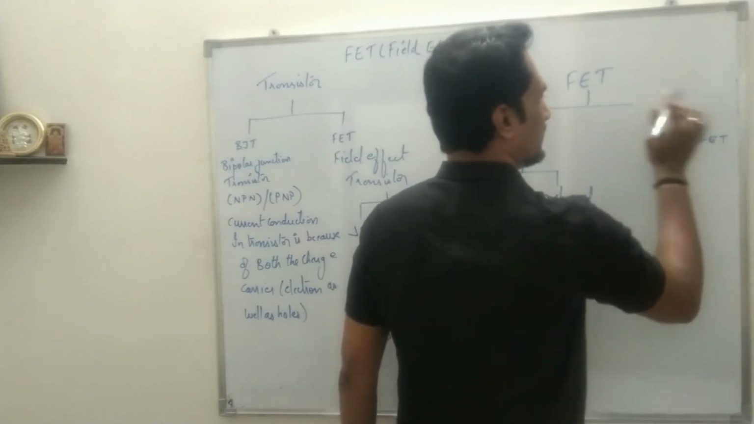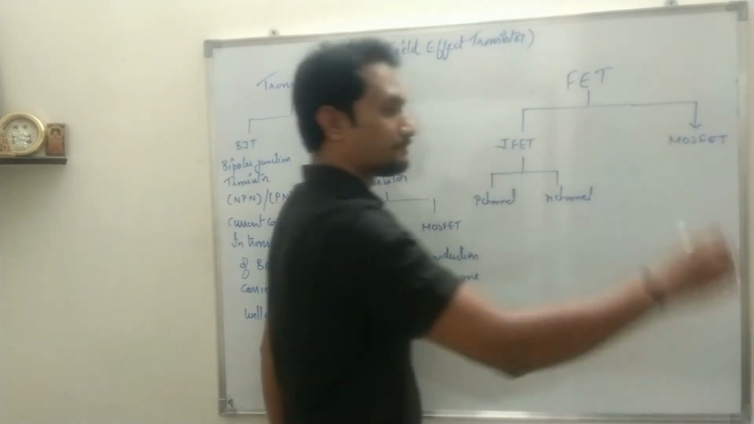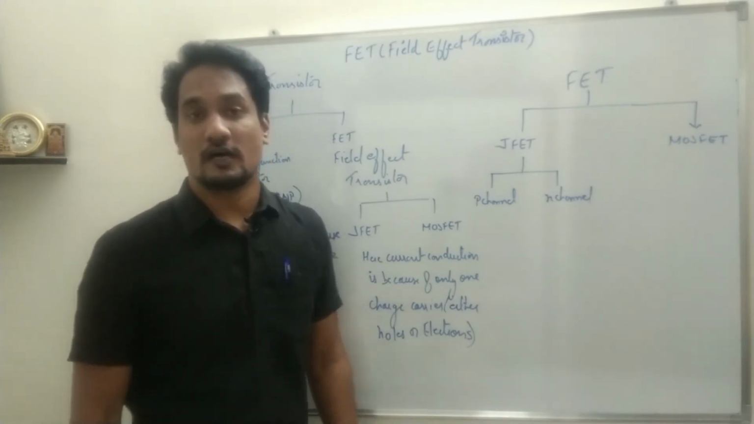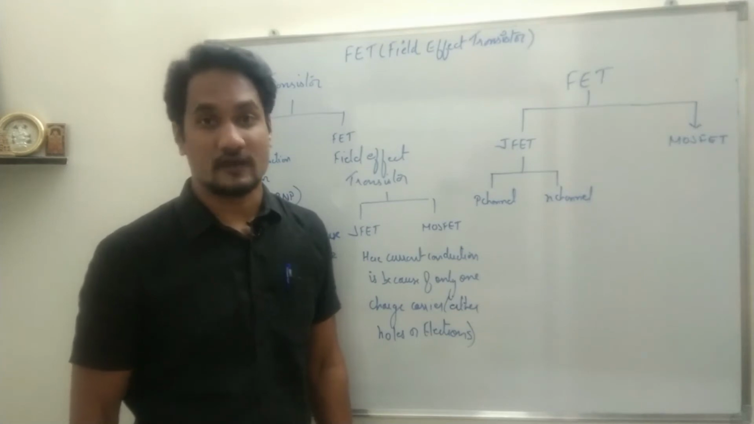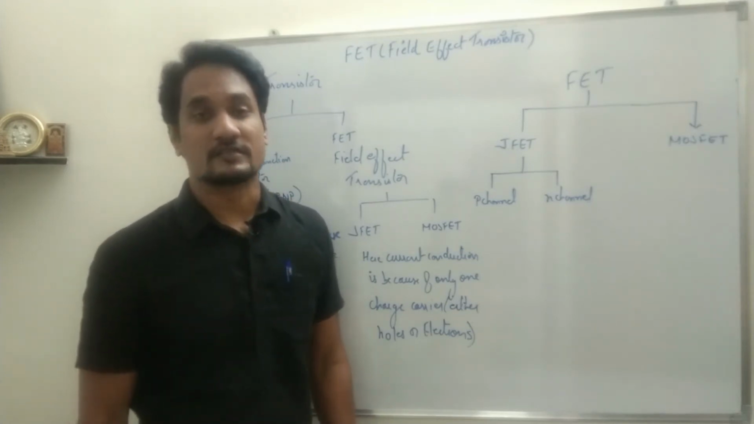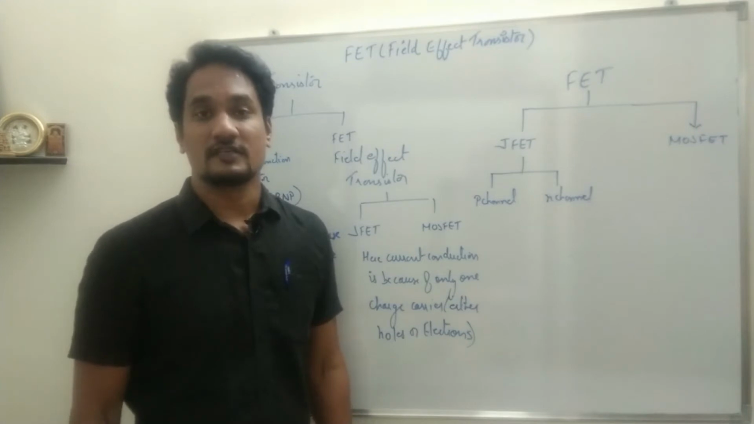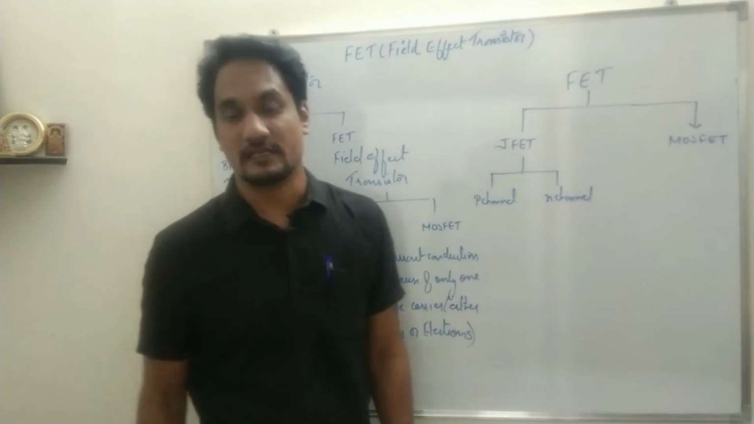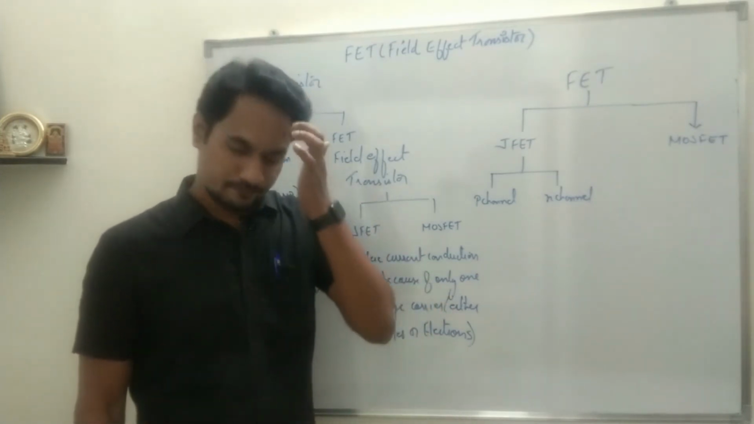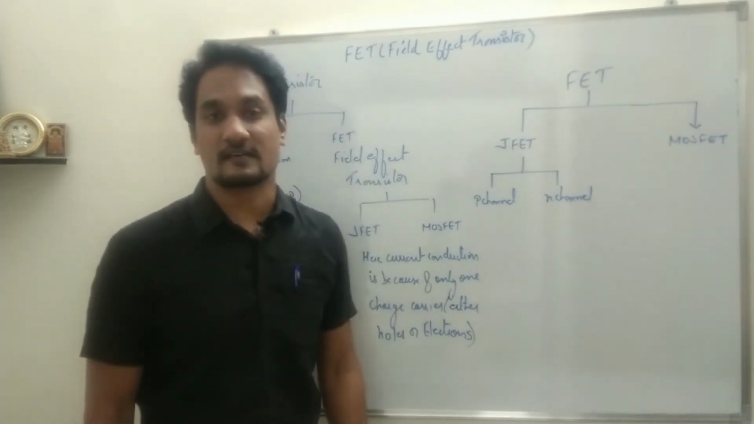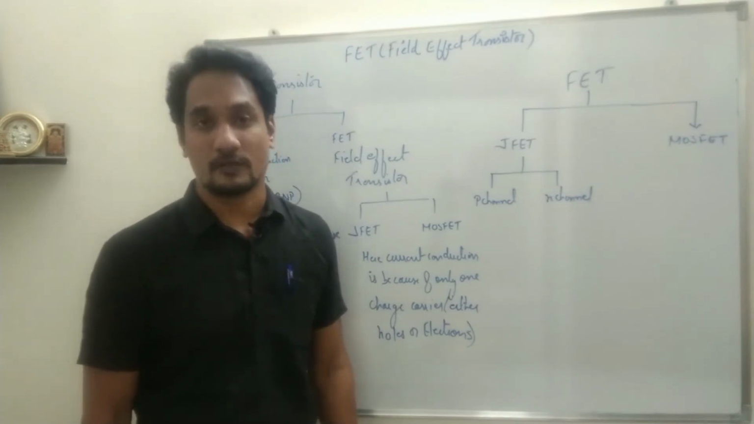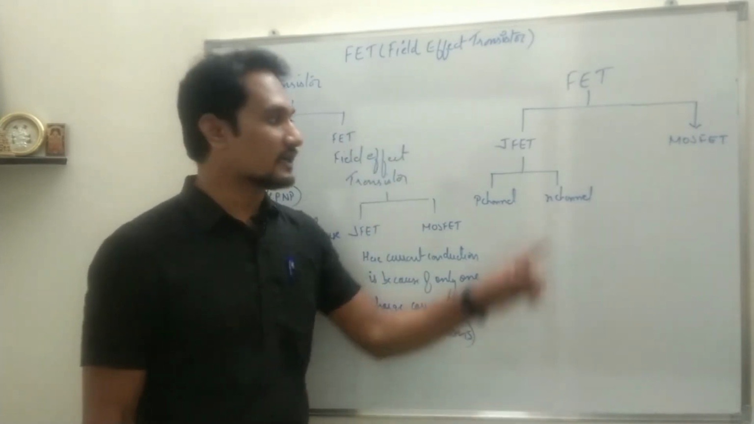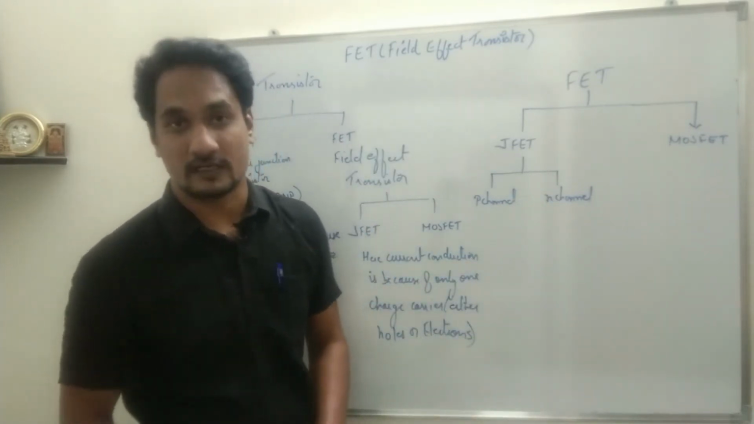MOSFET. I already told you about this in a chapter we studied in paper 2, logic families, probably semester 1 logic families. There we studied MOSFET, CMOS family. One was TTL and the other one was CMOS. CMOS stands for complementary metal oxide semiconductor. So the basic transistor which was used there, we will try to understand its construction and working over here.